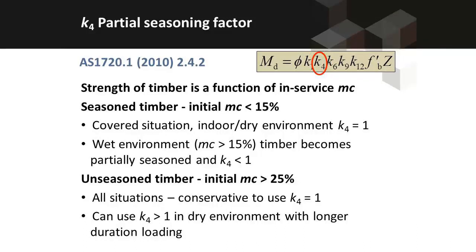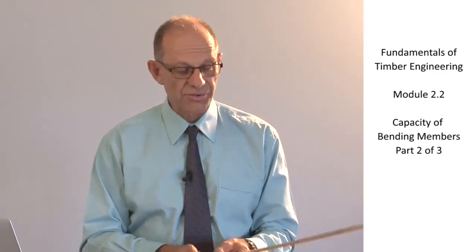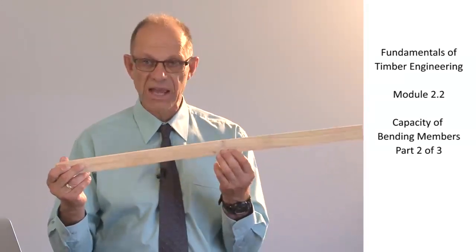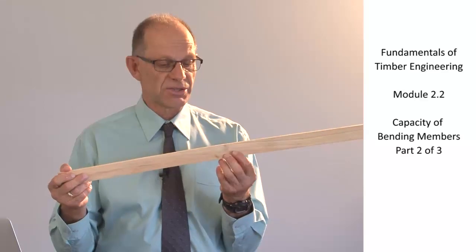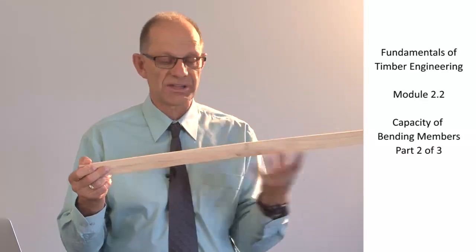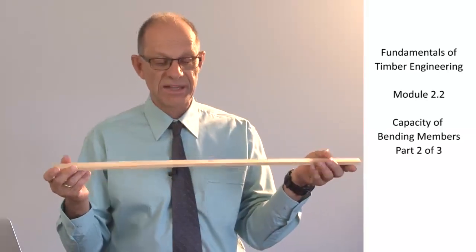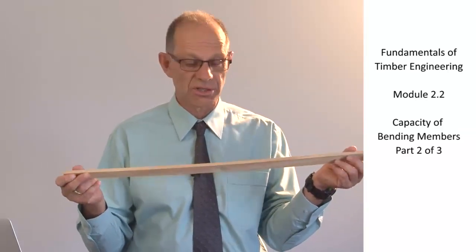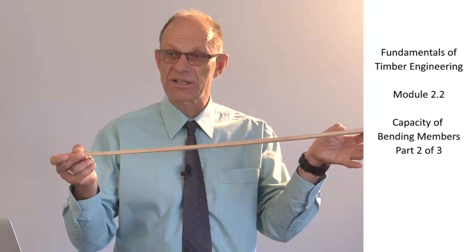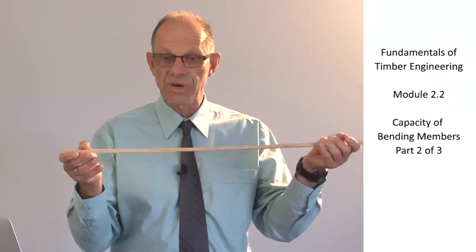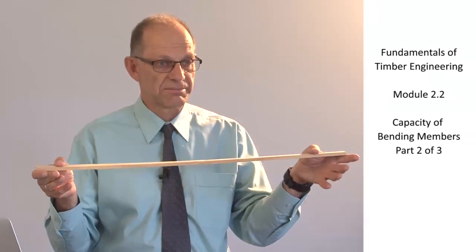The second of the K factors is the partial seasoning factor K4. And this is really simple. What they have found through a lot of testing is that higher moisture content in the timber means that the timber has lower average strength. And the more we dry the timber out, the higher the average strength of the timber becomes. As a result of that, we take that into account for the service condition of the timber. If the timber is likely to be used in an environment in which it's going to pick up a lot of moisture, we have to use a low K4 factor.